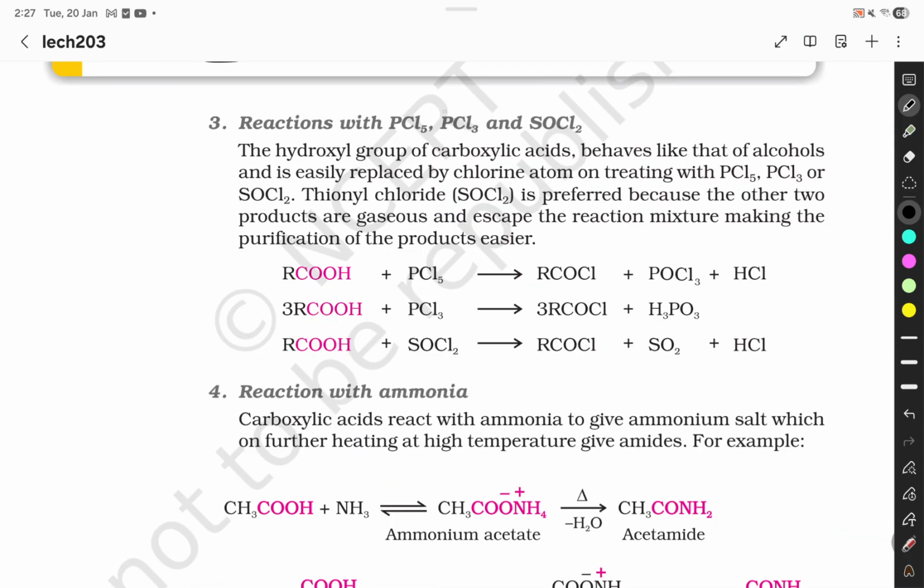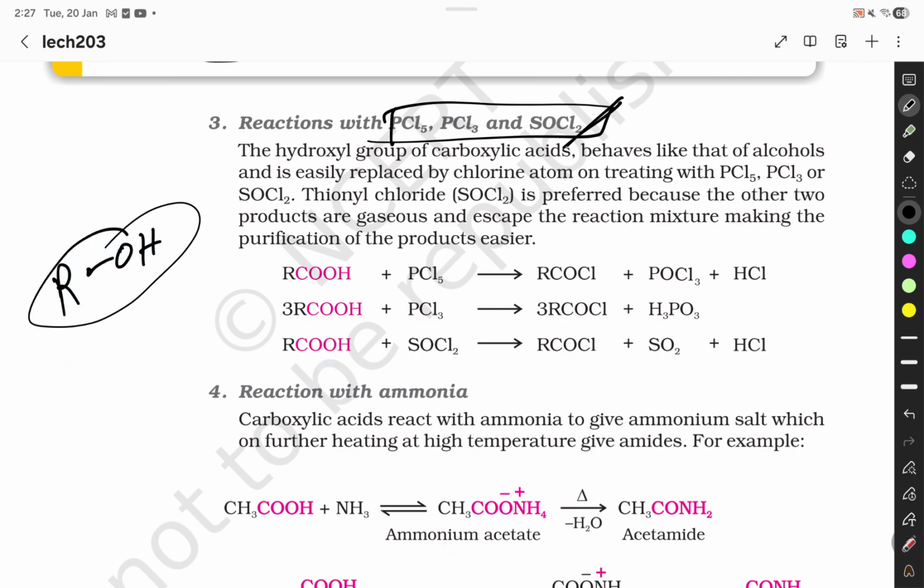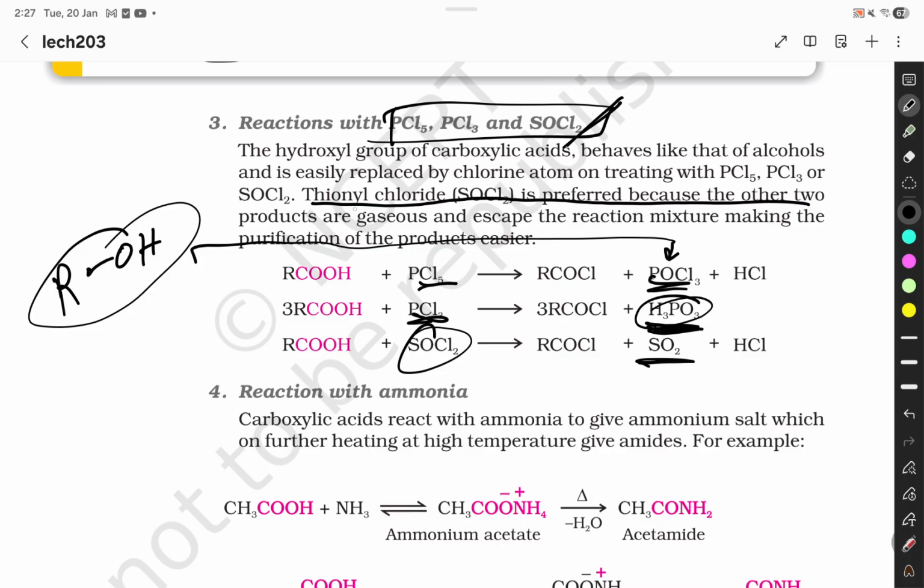The process of PCl5, PCl3 and SOCl2 is the same as for the alkyl halides that we used to prepare from alcohols. Same side products as well: POCl3 for PCl5, H3PO3 for PCl3, and SO2 for SOCl2. And thionyl chloride is preferred because the other products are gaseous. SO2 and HCl are gaseous, so they will escape out of the mixture fast.